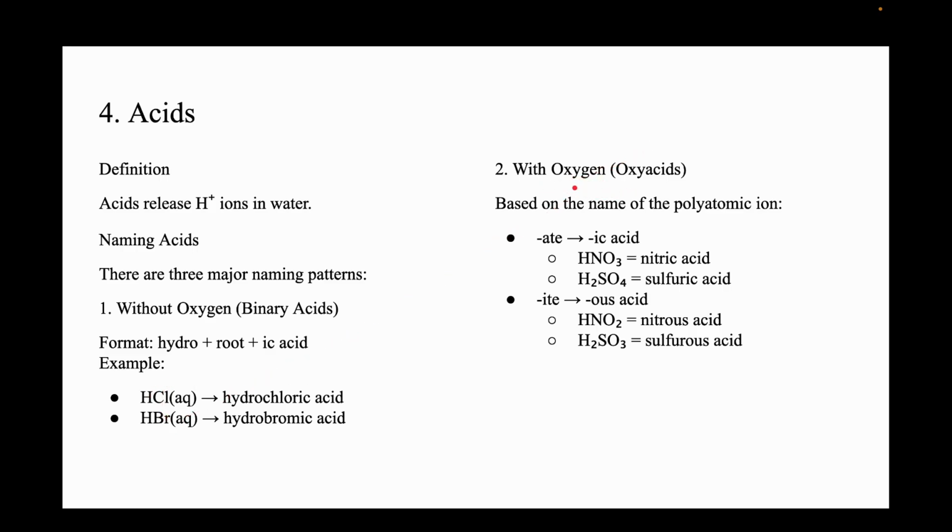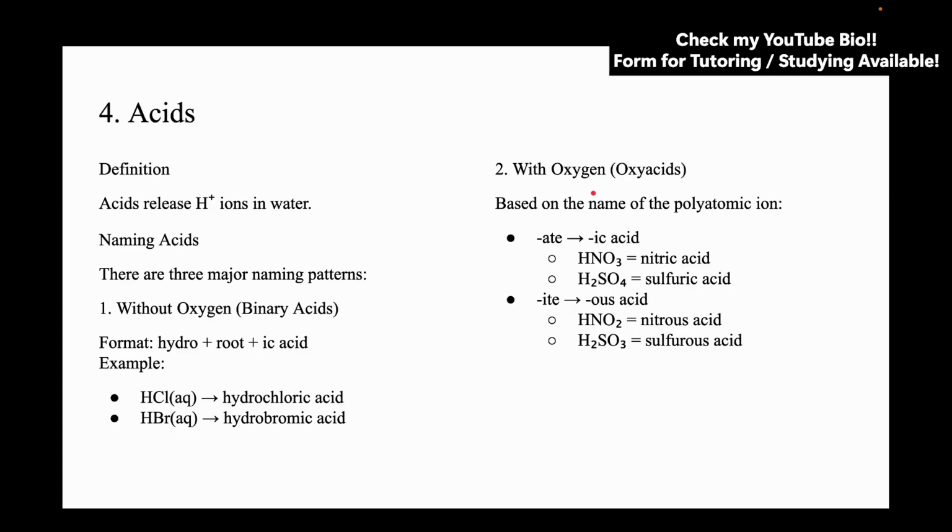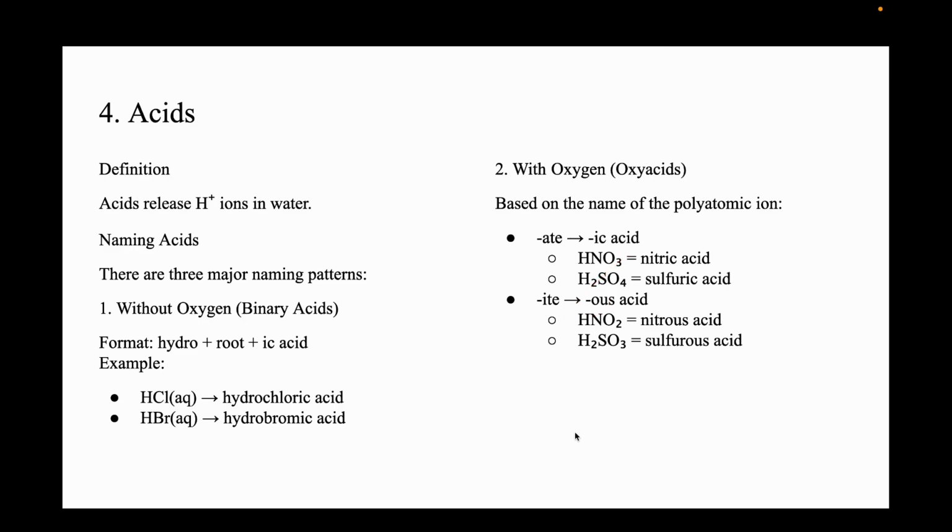If we have an acid with oxygen in the formula, all the ate will end in ic, and the ite will end in ous. So for example, we have hydrogen in the front, HNO3, nitric acid. We have hydrogen in the front once again, sulfuric acid, and anything that ends with ite will end with ous, as I said. HNO2, nitrous acid, H2SO3, sulfurous acid. Also just remember that anything that has a hydrogen involved in the formula will be an acid.